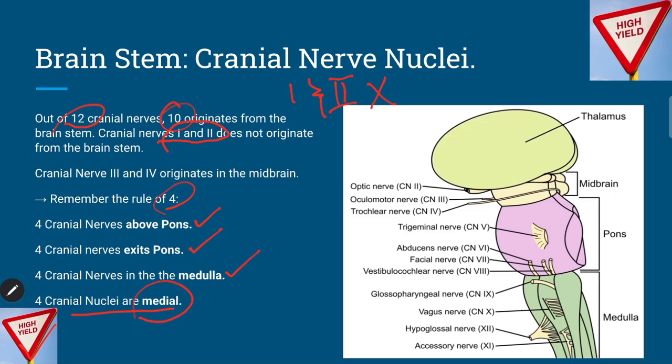So the rule of 4. As you can see, this is cranial nerve number 2, the optic nerve, so we rule out that one. We have 3 and 4 coming out of the midbrain. We have 5, 6, 7, and 8 coming out of the pons. You can see the midbrain, pons, and medulla. And then we have number 9, the glossopharyngeal, then vagus, hypoglossal, and spinal accessory nerve, that come through the medulla.